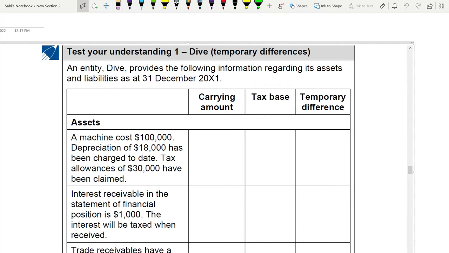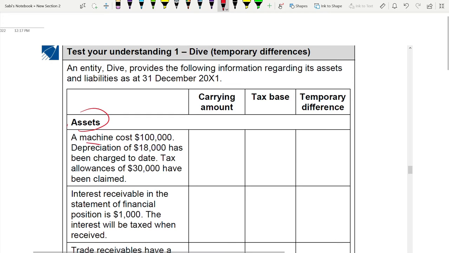So first one, tell me, machine cost. Okay, these are assets. They have already made your work easier. These are assets because it's a machine. So machine cost is 100, depreciation is 18, and tax allowance is 30,000. Now tell me what will be the carrying amount. Carrying amount is simply your machine cost minus depreciation, 100 minus 18, which is 82,000. This is your carrying amount. The tax base will be 100 minus the capital allowance, 30, which will be 70,000.